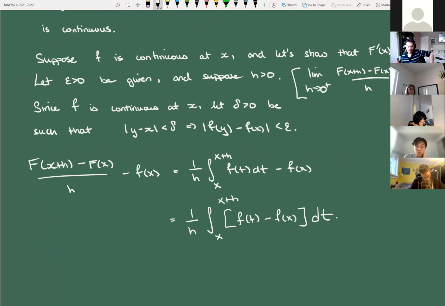Okay, so what I want you to do, right? We know that the integral is additive, right? So what I want you to do is think about what the integral of f of x dt is. So f of x is just a constant, right?